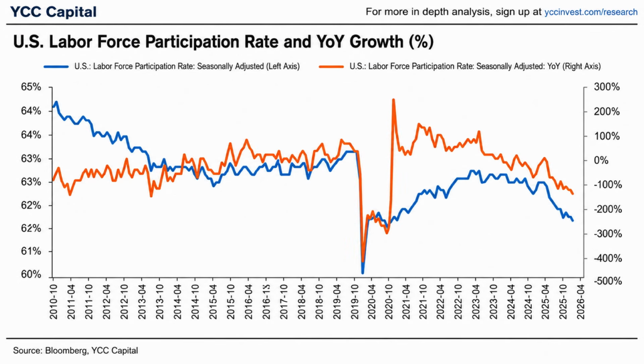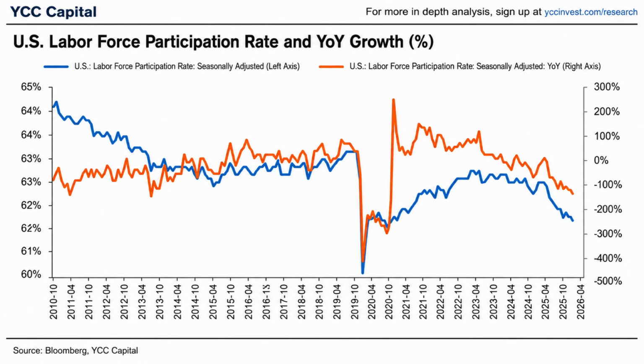The next chart reinforces this normalization by examining labor force participation. Participation measures the share of the adult population that is either working or actively seeking employment. In many ways, it represents the economy's productive capacity. Following the pandemic, participation collapsed as millions of workers left the labor force due to health concerns, early retirement, childcare challenges, and changing work preferences. Since then, participation has recovered significantly, although the pace of improvement has slowed considerably.